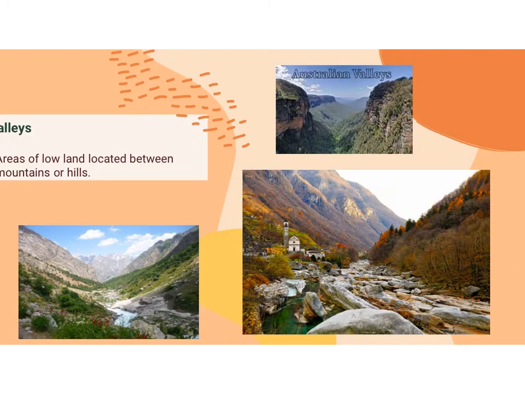What are the valleys? The valleys are areas of lowland located between mountains or hills. As you see in the world, we have fascinating valleys. In Australia, for example, we have famous deep valleys too.